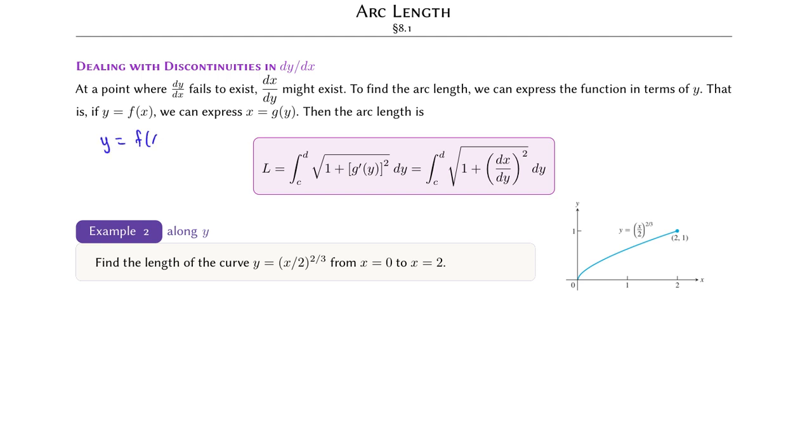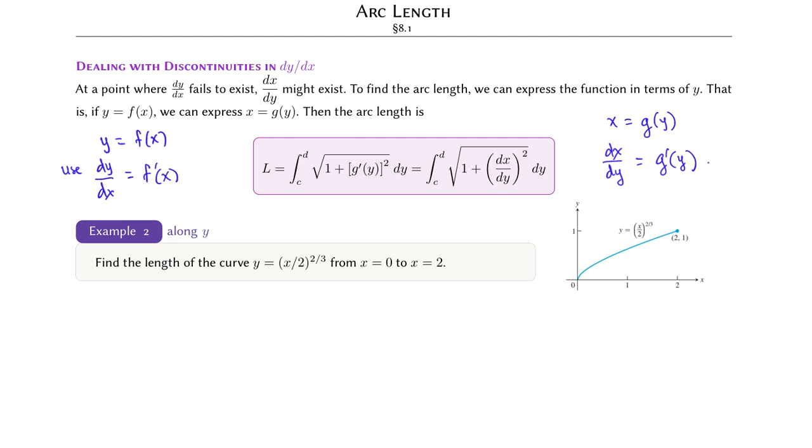If y is f of x, then dy/dx is f prime of x, assuming that the derivative exists. If the derivative doesn't exist, and we can rewrite the function in terms of y, x equals g of y, therefore dx/dy is g prime of y.